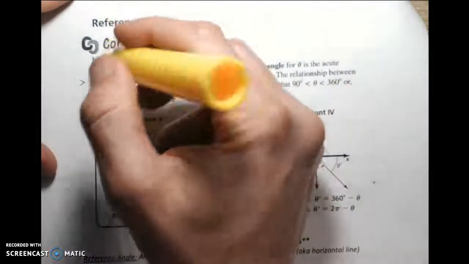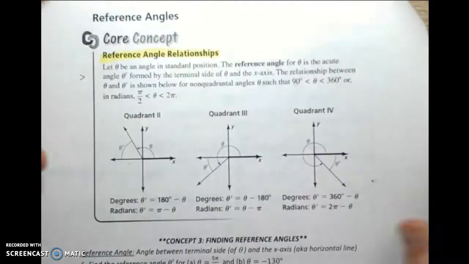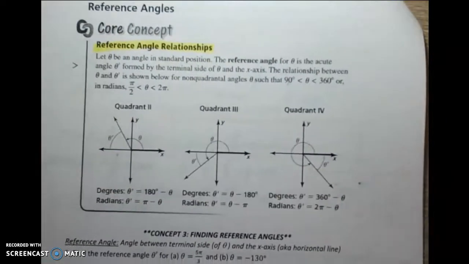Reference angle relationships. Okay. So it says, let theta be an angle in standard position. Reference angle for theta is the acute angle formed by the terminal side of theta and the x-axis. Always in relationship with the x-axis. Always. So it's the closest angle to the x-axis.